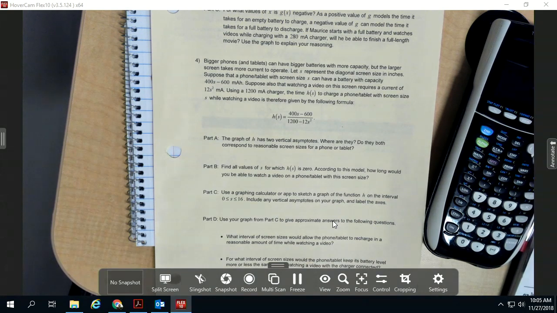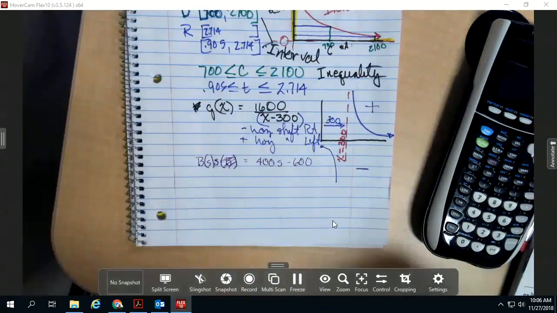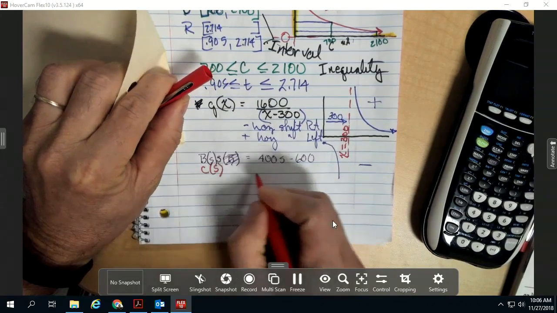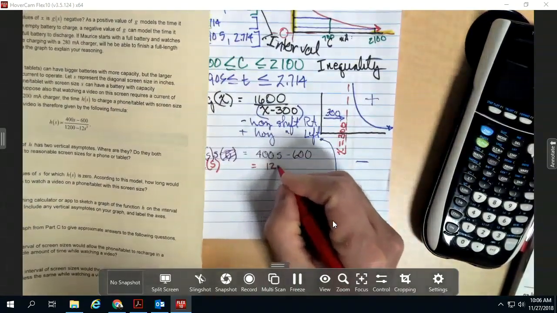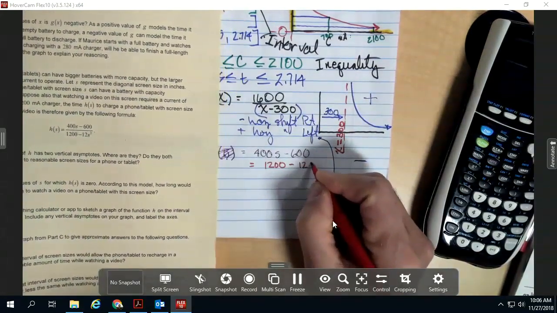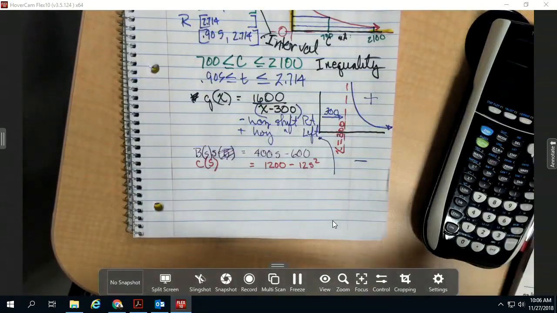Okay, so the amount that you're going to use, the current as a function of screen size is 1200. That's how big the charger is. Subtract 12s squared. Okay.